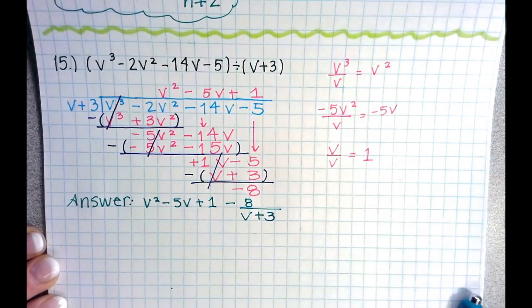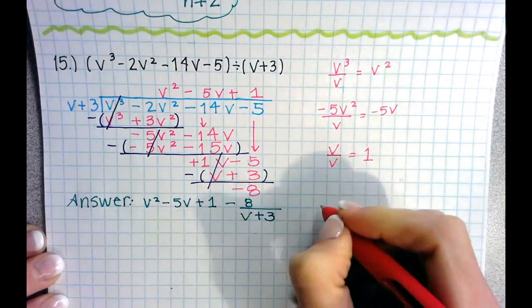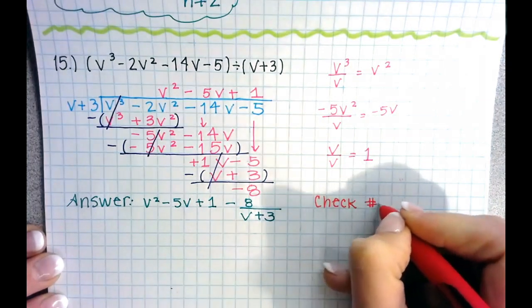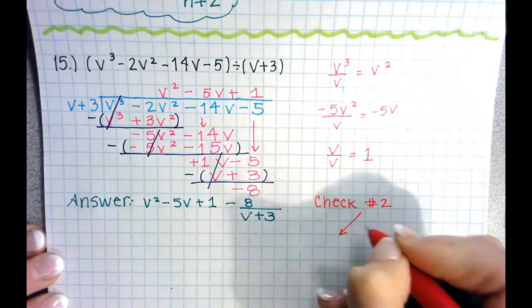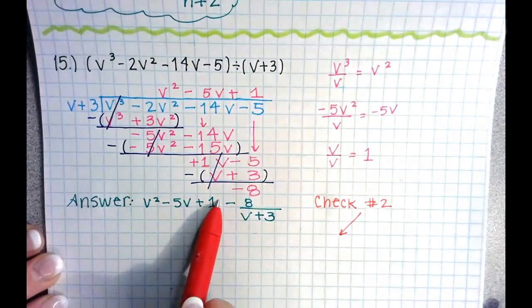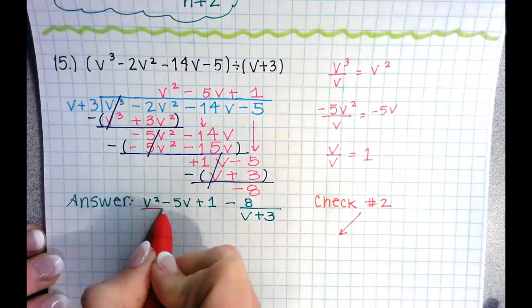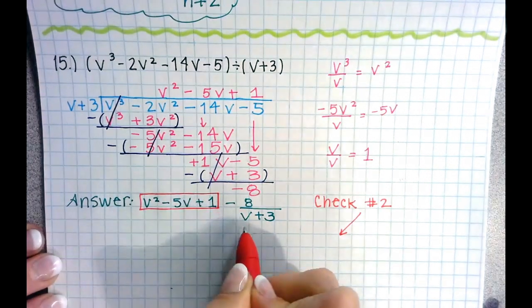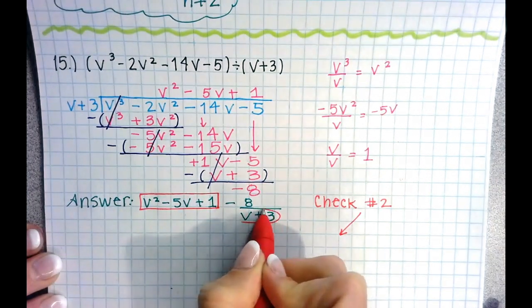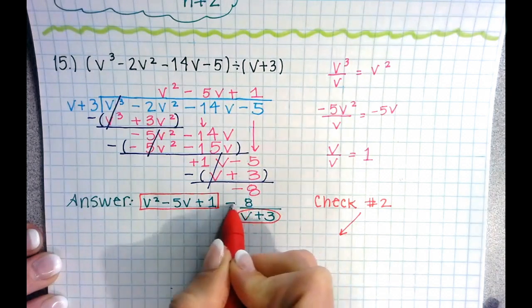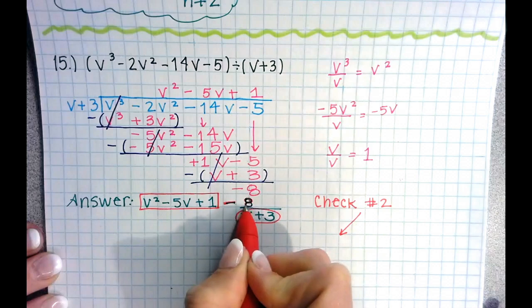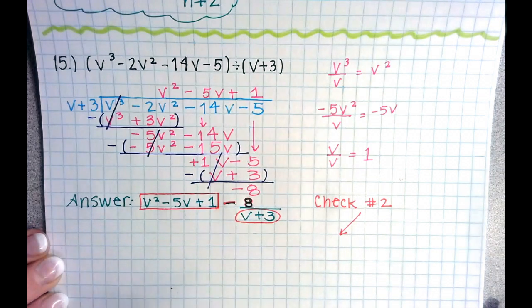I'm going to do check number 2 on this one. Check number 2. I showed you two types of checks. Check number 2 we're going to do right now. We're going to do my quotient, which is this whole part over here, times the thing I was dividing by, plus the top, which is minus 8, really, all over the bottom, and I should get back the original problem.